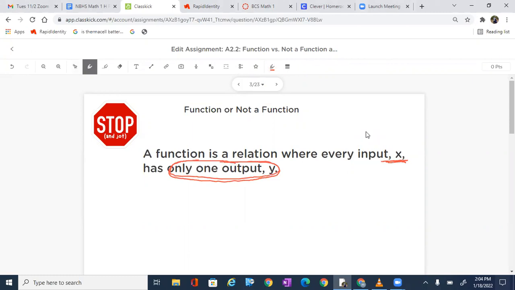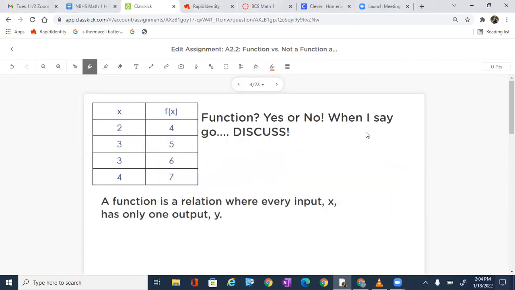Okay, so let's go ahead and look at a couple and let's see if it makes sense. All right, so is this a function, yes or no? What we can notice is we've got 2 as the input and it goes to 4. And then we've got a 3 that goes to 5. But check this out, we also have a 3 going to 6. So if you notice, 3 has 2 different answers. 3 has 2 outputs. And since 3 has 2 outputs, this is not a function.